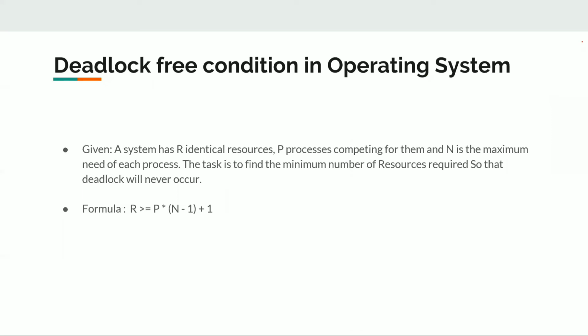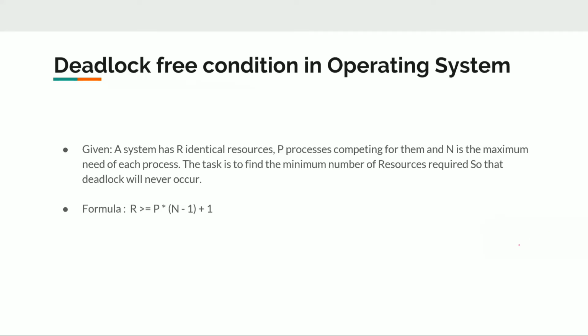Okay, so there is something called the deadlock-free condition in operating systems. Just read it. If a system has R identical resources, we are considering our resources to be identical. It can be different, but the number is R. For example, we have A, B, C. There are R number of A's.